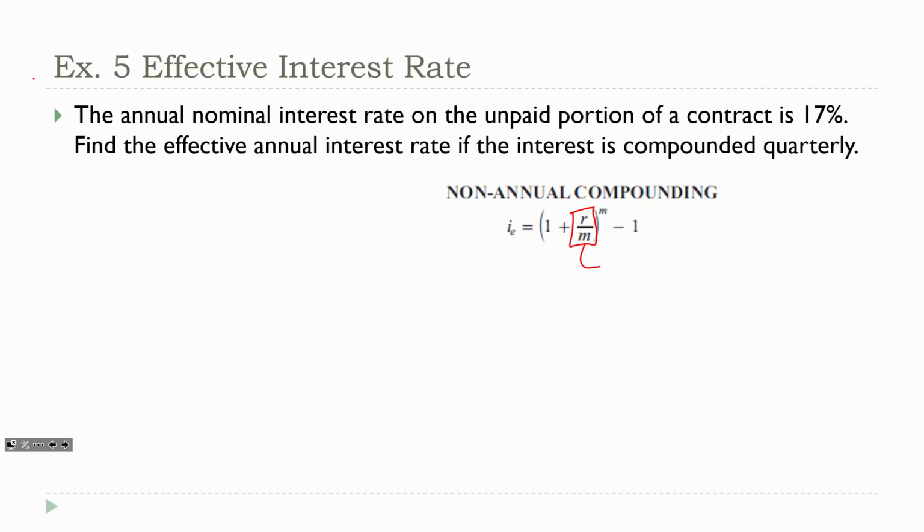This R divided by M is what you would use in a problem if you're given the nominal interest rate and you have quarterly compounding. So we wouldn't use this effective annual interest rate in one of those calculations. If they want you to use this, they will ask you to calculate the effective annual interest rate. But if they're not asking for that and they're giving you an annual rate with a different compounding period, you just use R divided by M.